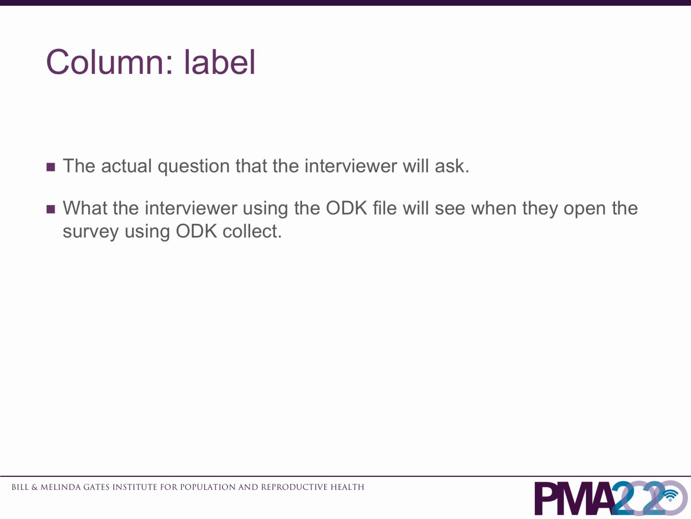The third column we want to talk about with you is the label column. This is the column where the actual question is written. The previous two columns, type and name, are not seen by the interviewer. They're only in the background. The label column is what is shown on the tablet when the interviewer is conducting the interview. It is important that you write out the question completely, and please note that you can have spaces between the words and there's no upper limit on the number of words in a question.